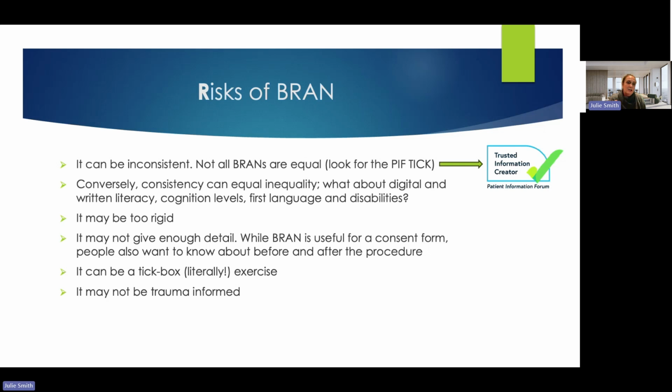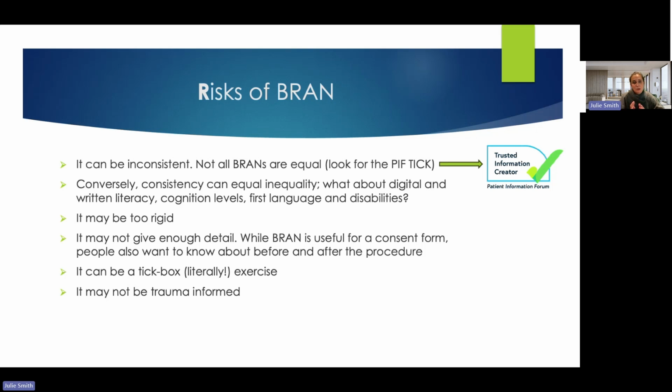It can be too rigid and not give enough detail. BRAN can be great to help us make a decision, but what about what happens before the procedure? What about recovery? How is it going to affect your life afterwards? Those considerations are going to be really important when you're making a decision. It can be a tick box exercise, quite literally, and we hope that it's not, but there are cases of extremely busy organisations and clinics and healthcare professionals, and it can be something that is just, yeah, we've done that, we've ticked it off, what's next? So that can be a risk of going through an established process in that way.